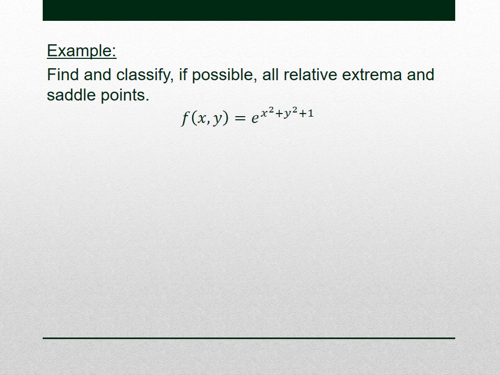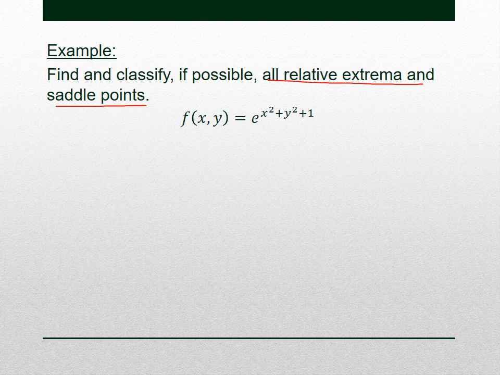One more example, same instructions. The function looks a little bit different this time. We have e to the x squared plus y squared plus 1. Okay, so all relative extrema and saddle points, function of two variables. So we should immediately think, okay, we're going to use the d-test. So let's go to that d-test.